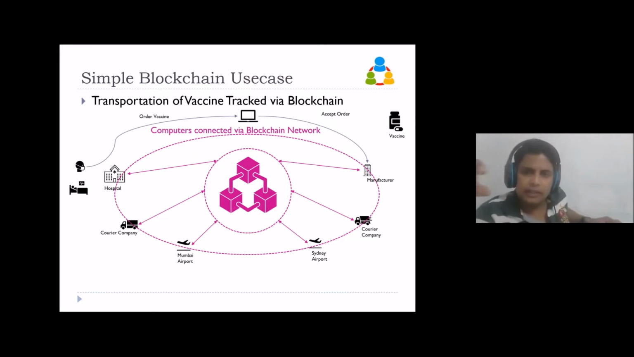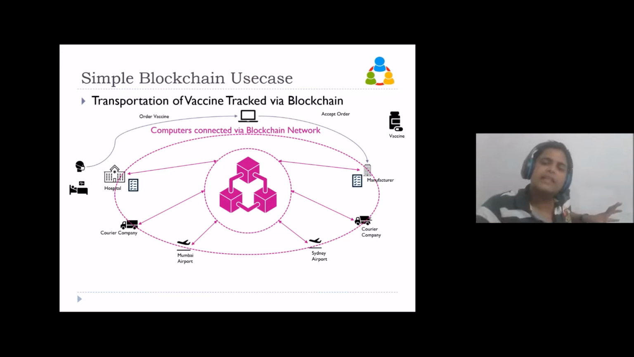When they accept the order, the manufacturer will write an entry onto this blockchain network. Here you can see that they have created an entry in their computer. The moment they write that entry, that I have accepted the order, through this blockchain network it will be broadcasted to all the computers in this network. Here I have showcased only the hospital and manufacturer for simplicity. The point here is, when the manufacturer says that I have accepted the order, the hospital's computer also will get that information that the manufacturer has accepted the order.